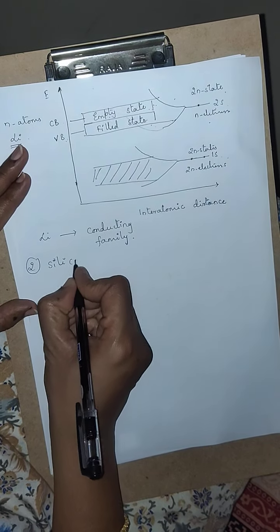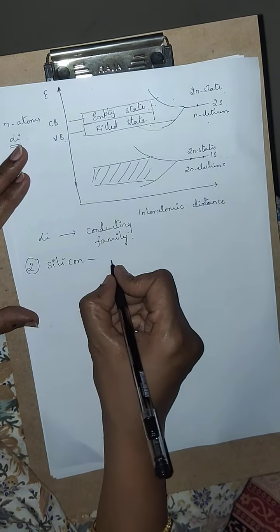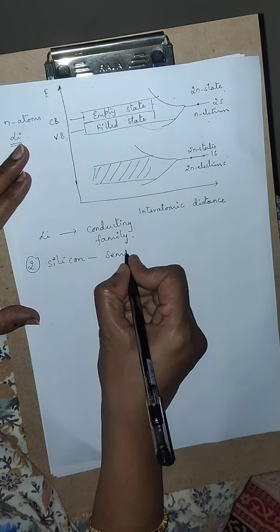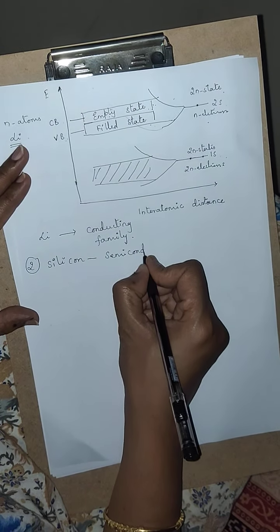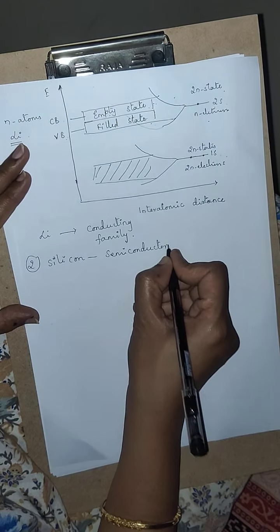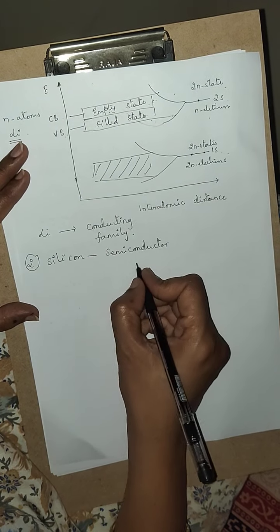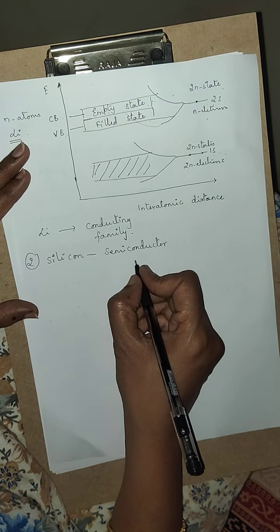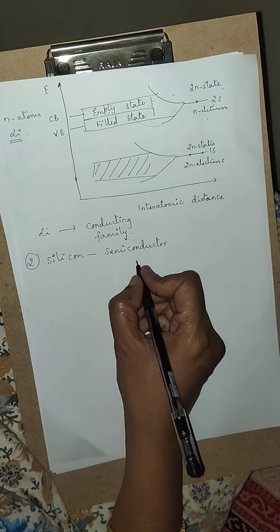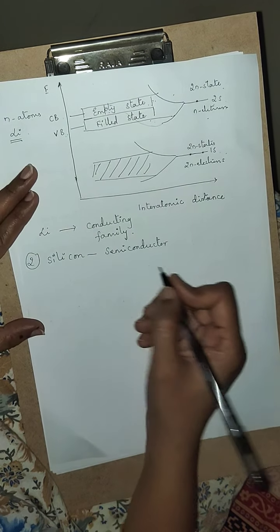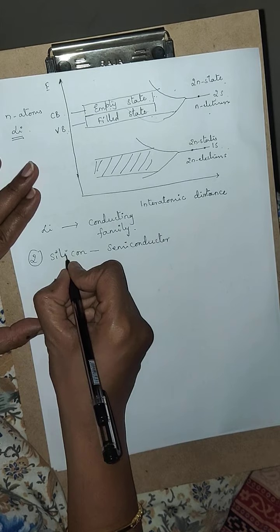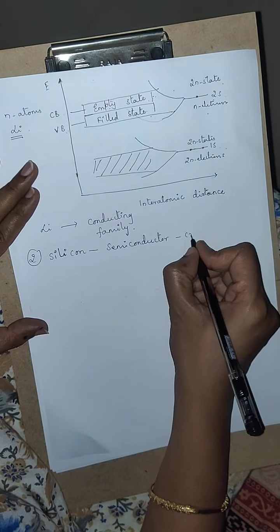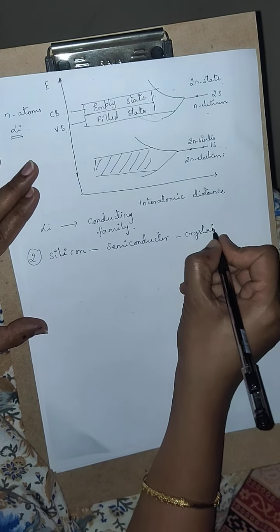As we all know, silicon is a semiconductor. It is neither a conductor nor an insulator. It can act as both. At lower temperature, it acts as an insulator. If the temperature is high, it behaves as a conductor. The silicon material is a crystalline material. It is a crystal material.